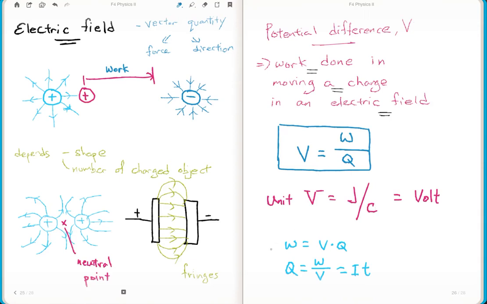And then the derivation of the equation: we have work done, W, will therefore be equal to V times Q. And in order to find the charge, Q is W over V, and that's also equal to I times t, which is the rate of change of current. Then you can equate them, and you will be able to solve quite a few questions by now.